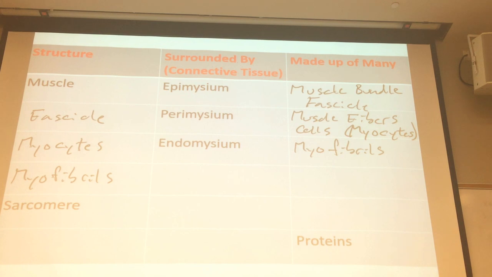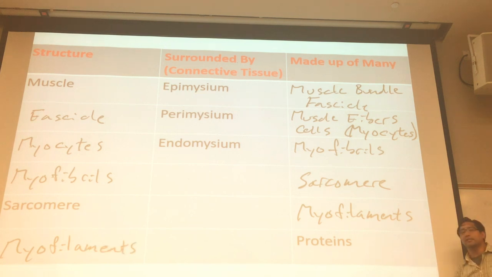So we're going to skip that, and then what is a myofibril made out of? Sorry, it's right there. Sarcomere. And then the sarcomere, what is it made out of? Filaments. Myofilaments. And then those filaments are basically just made up of proteins, like myosin and actin. Those are the proteins that are going to make all this stuff up.